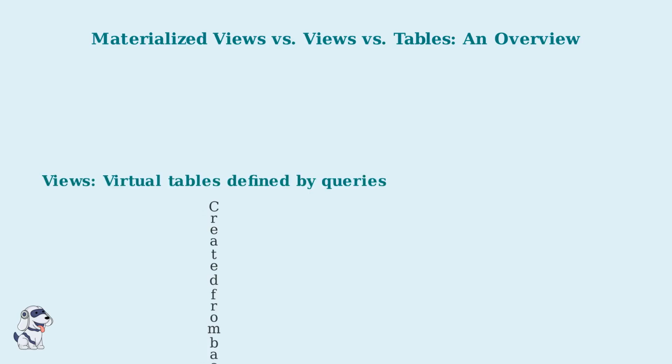Views are virtual structures created from one or more base tables using SQL queries. They don't store data physically, but act as named queries that compute results dynamically when accessed. Views offer data abstraction, security by hiding columns, and reusability without duplicating data.